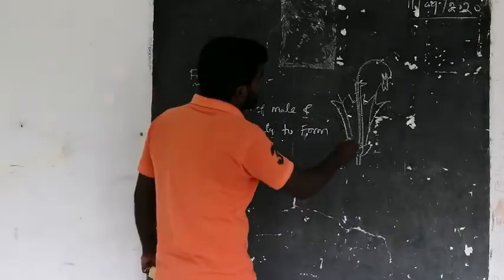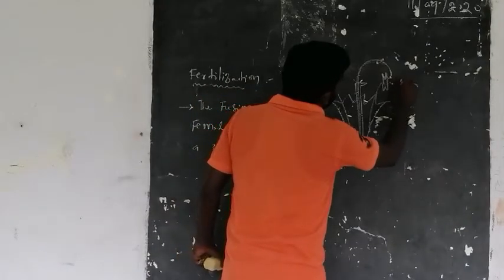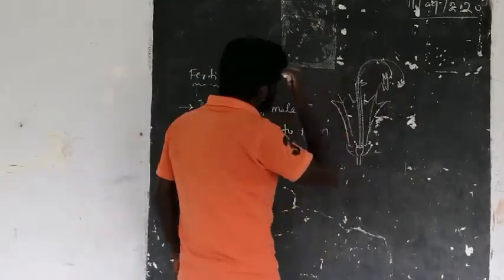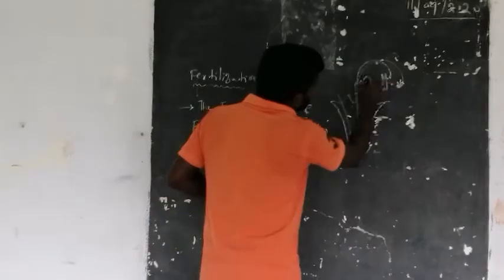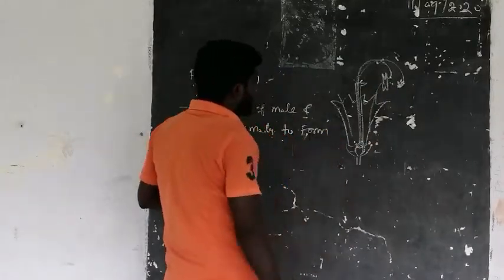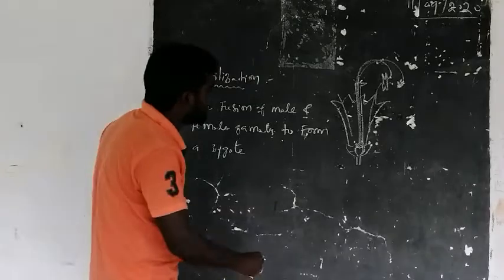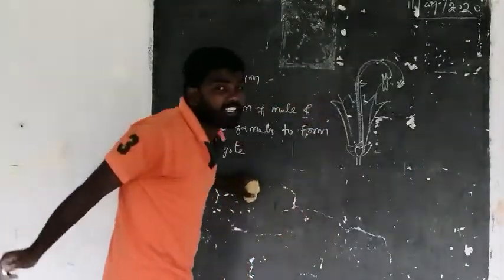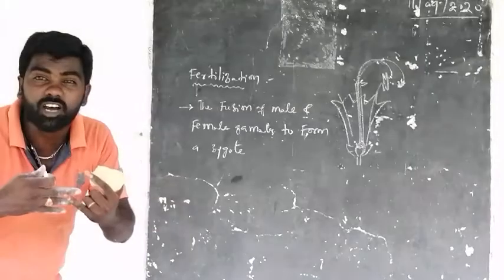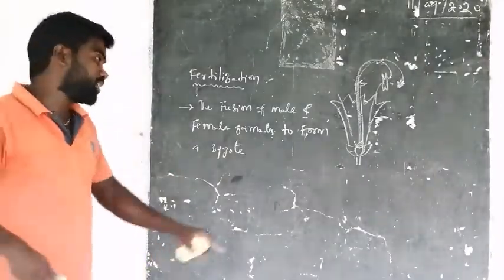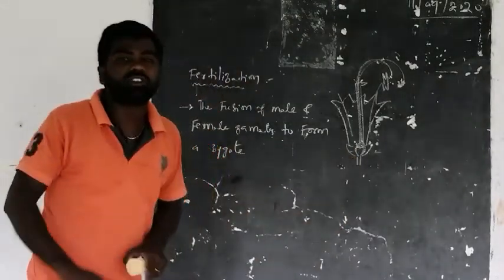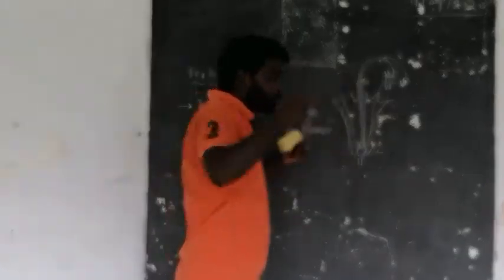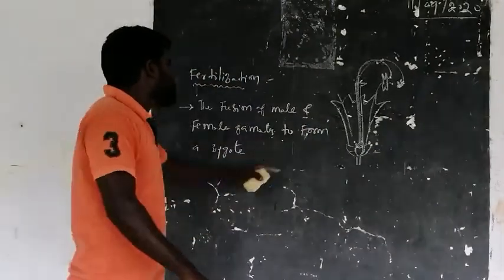For example, this is the pollen grain which came onto the stigma. After coming onto the stigma, that pollen grain is transported into the ovary, and it will fuse with the ovules. Ovules were already discussed, the arrangement of ovules within the ovary. To these ovules, this pollen grain should be fused with the female gamete.